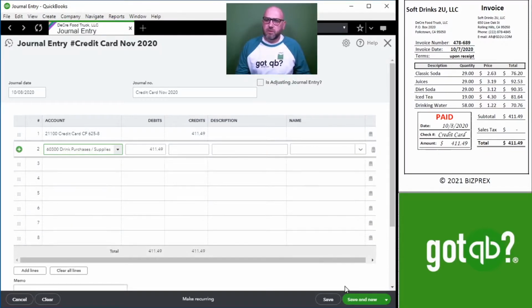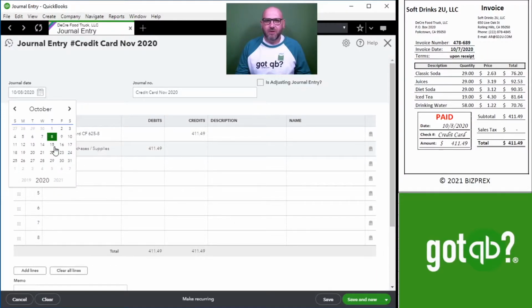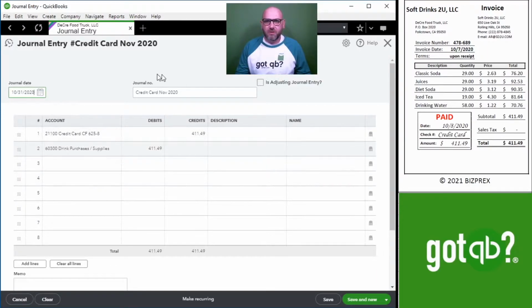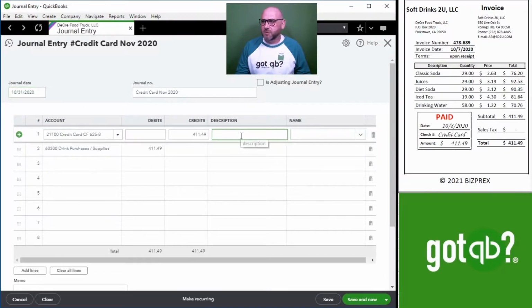Again, we could click Save and New and continue booking the next one, or we could continue booking everything in here and then just change it to the end of the month. So again, let's just book everything that we can, right? In one big entry, and see how that works out. So we're going to change that to the end of the month. That's already credit card November. Let's just enter descriptions here.